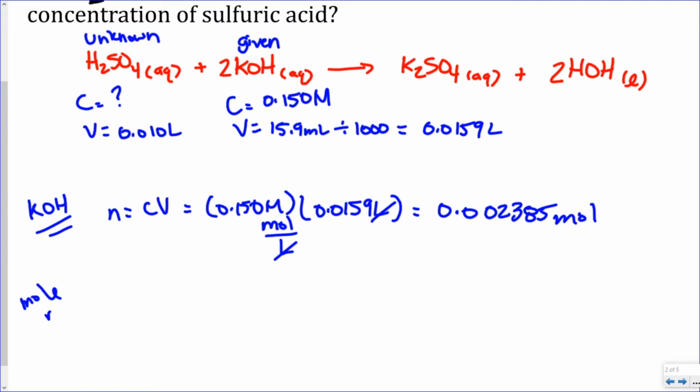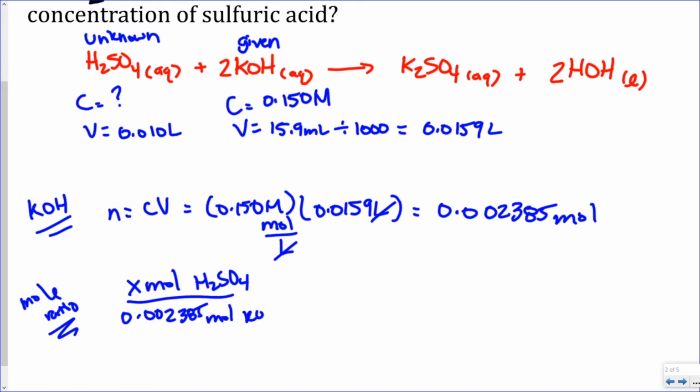So our mole ratio step here is x moles of our unknown, H2SO4, divided by that value we just got, 0.002385 moles of KOH. On the right-hand side, we take the coefficients from the balanced equation. So H2SO4 was on the top, so the coefficient here should go on the top. That's just a 1. And KOH was on the bottom, so the coefficient from KOH should go on the bottom here, so it's just a 2.